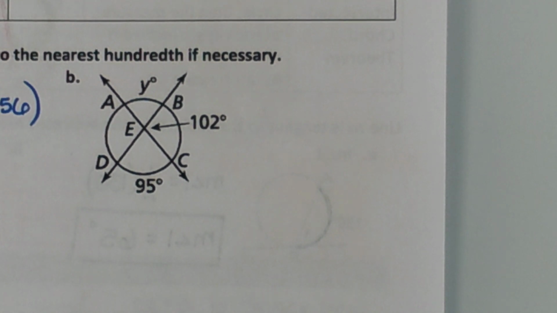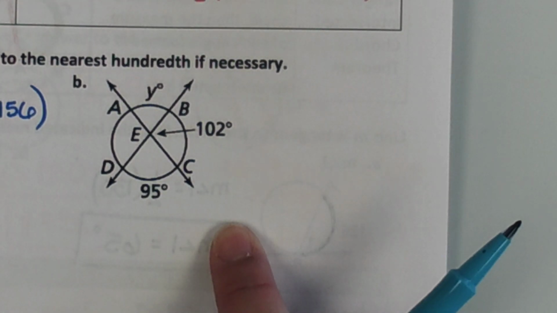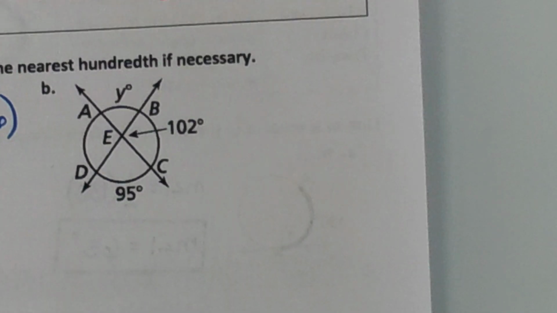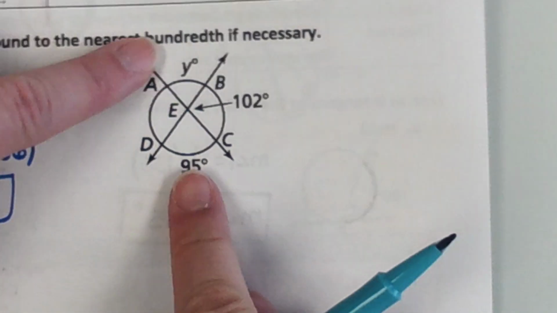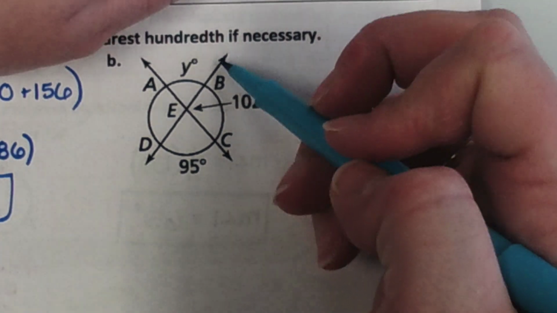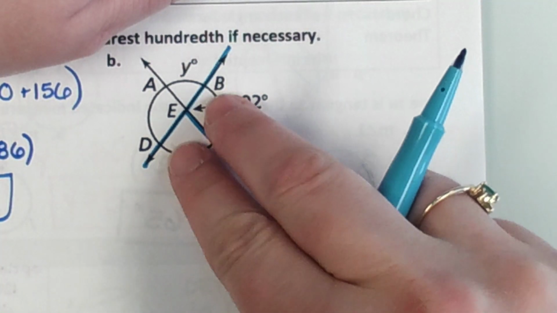Problem B. Two lines crossing inside the circle. I'm talking about angles and arcs. That's the formula I want. Does that angle go with those two arcs? No. But aren't those two a linear pair?